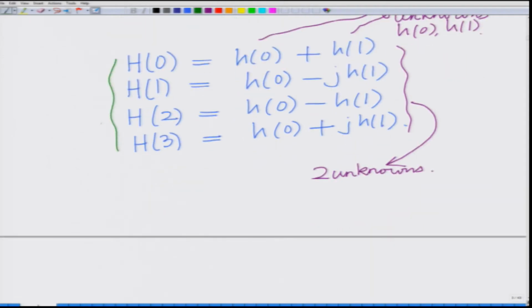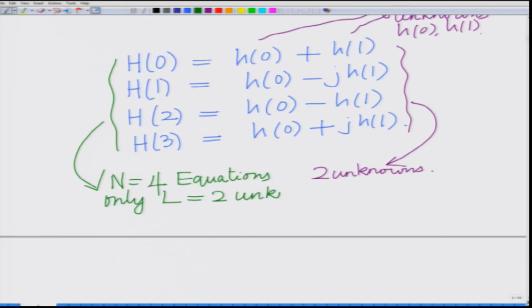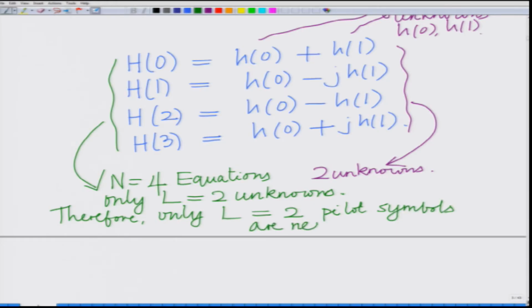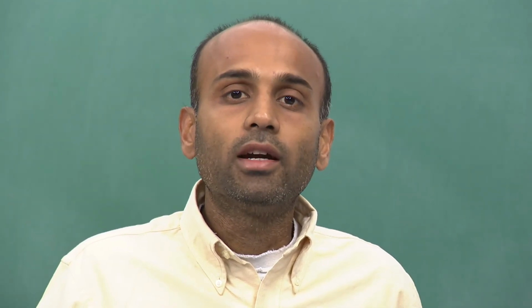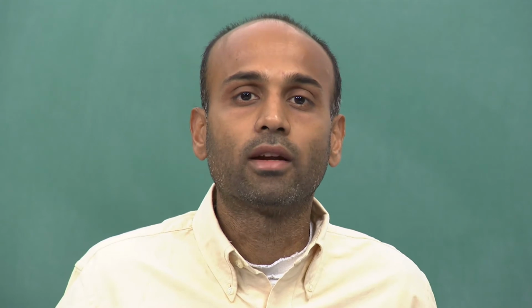There is redundancy because there are N equal to 4 equations and only L equal to 2 unknowns. Therefore, only L equal to 2 pilot symbols are needed. This is in fact a very interesting observation. Since there are only two unknowns, we need to transmit only two pilot symbols. So, there are capital L unknowns, where capital L is the number of channel taps. So, you need only capital L pilot symbols, and the remaining capital N minus L subcarriers can be loaded with information symbols, and this is the interesting aspect that we are going to explore now.